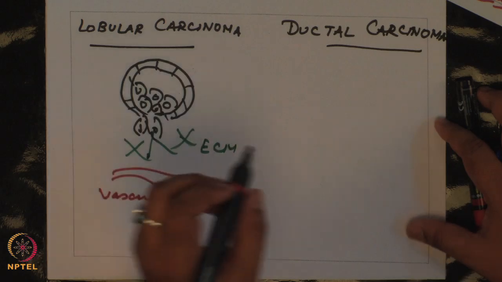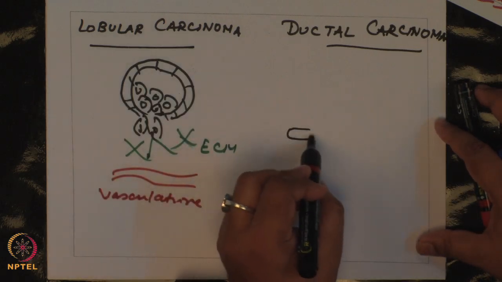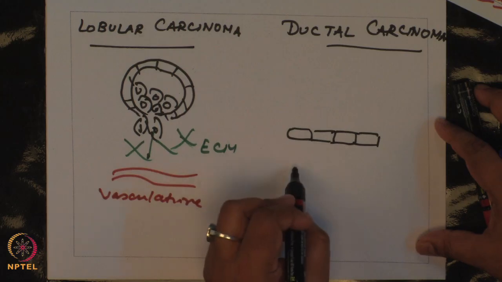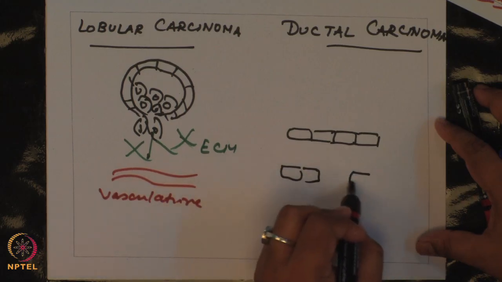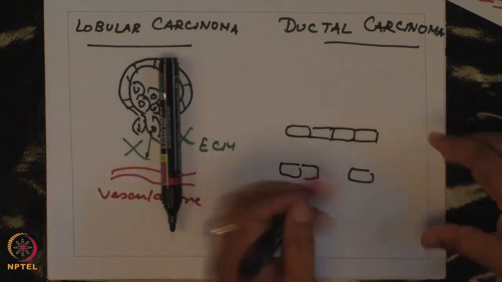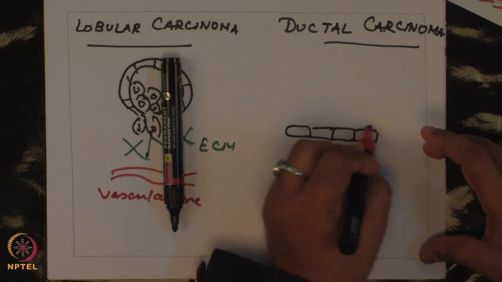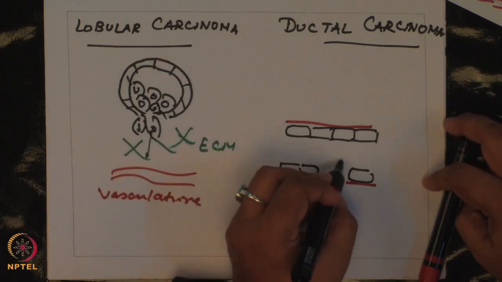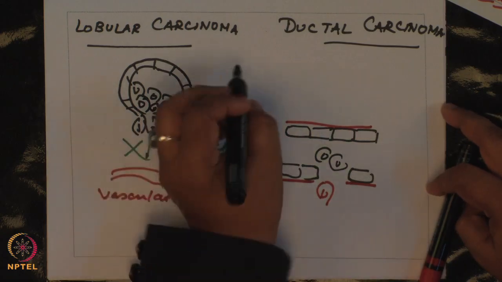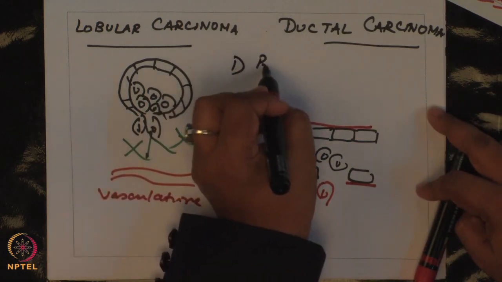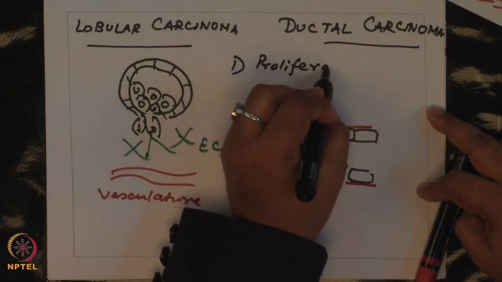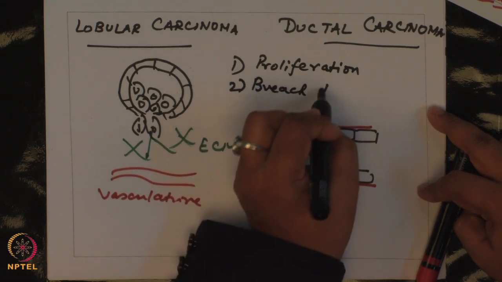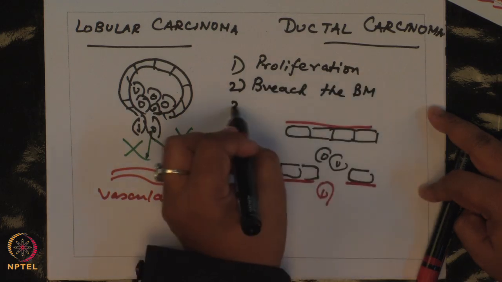Okay. So, what you have is these cells, the structure is lost, the basal lamina is disrupted and these cells start to migrate. First of all, they proliferate. So, the first step is proliferation, and then they breach the basement membrane and start invading.